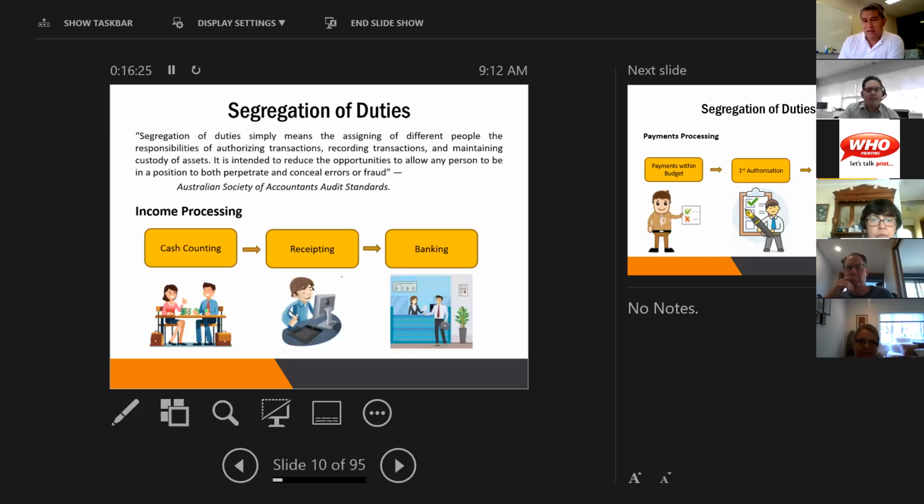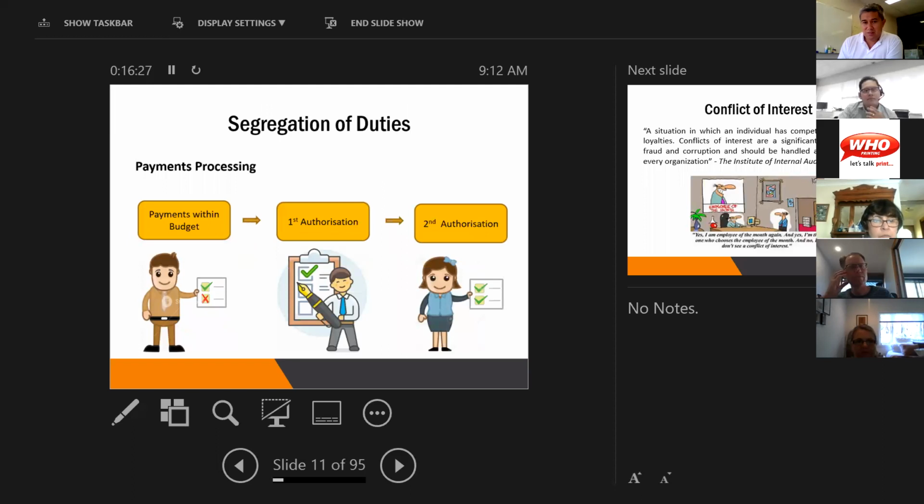The same also applies with the processing of payments: there should be a minimum of two authorizations. So there are two unrelated people who authorize the payments, and your expenditures are operating within the budget that your business meeting approves.